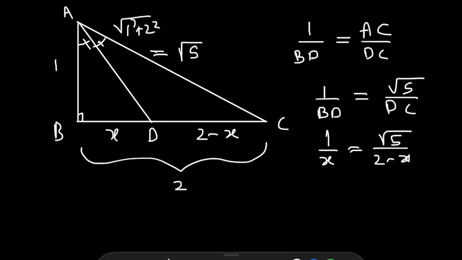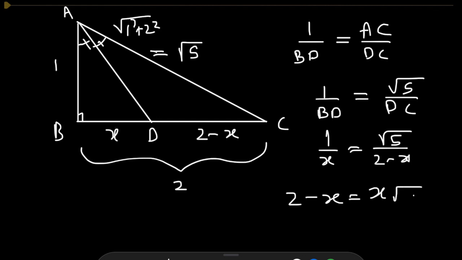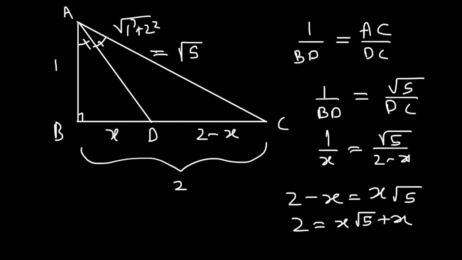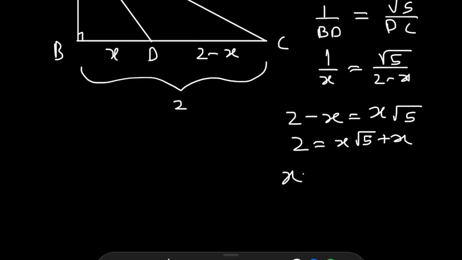So if we simplify this, we get that 2 minus x is equal to x root 5. Moving the x to the right, we get 2 is equal to x root 5 plus x. We can now factor out the x. x times (root 5 plus 1) is equal to 2. And let's go ahead and divide by root 5 plus 1.